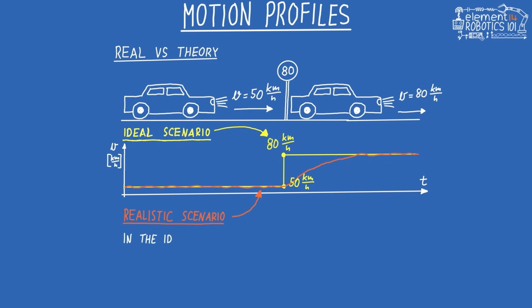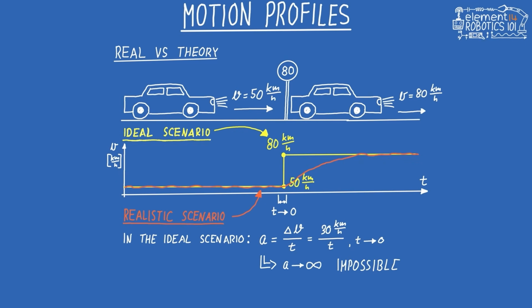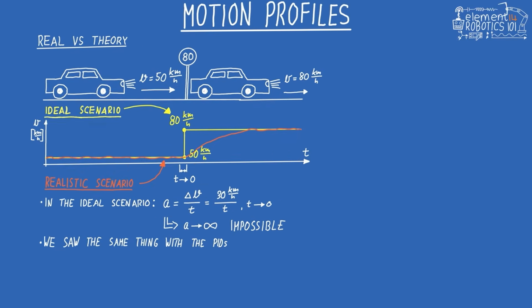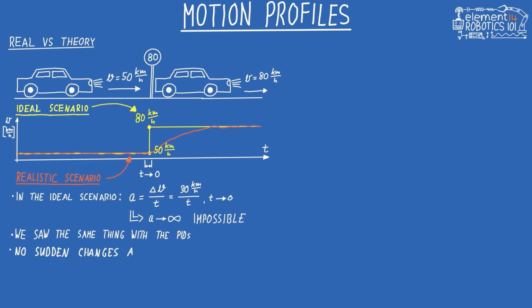To understand why, look at the formula for acceleration. Acceleration equals the change in velocity divided by the time it takes to change from one velocity to the other. If we want our speed to change instantly, our time is essentially zero. Dividing by zero means we would need infinite acceleration, which is physically impossible. This is the exact same struggle we saw earlier when we fed a sudden jump to our PID controller. Simply put, no sudden changes are possible in the real world.